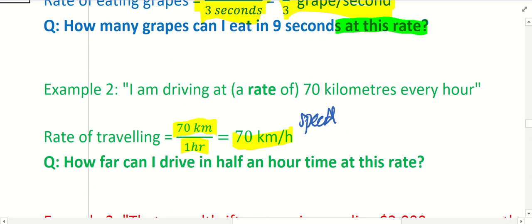Pardon my handwriting. Speed. In this case, speed is a special case of rate, a special type of rate. Then I can further ask, how far can I drive in half an hour at the same rate or the same speed? To find this, we just take 70 multiplied by half an hour to give me 35 kilometers.